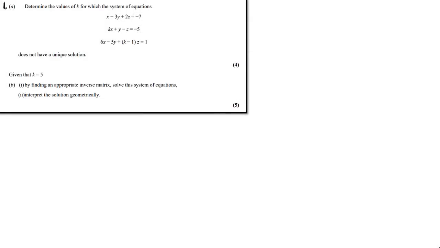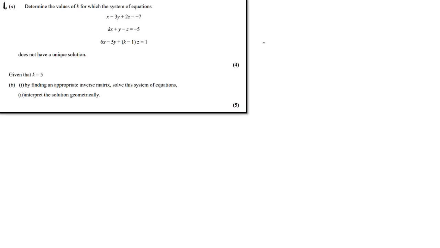Starting off with the very first question in our Core Pure 2 predicted paper, we have a question taking a look at matrices and systems of equations. In part A, we've been given the system of equations, and we're asked to determine the values of k for which the system of equations does not have a unique solution. If this does not have a unique solution, then the determinant of this matrix, once we represent this in matrix form, must be equal to 0.